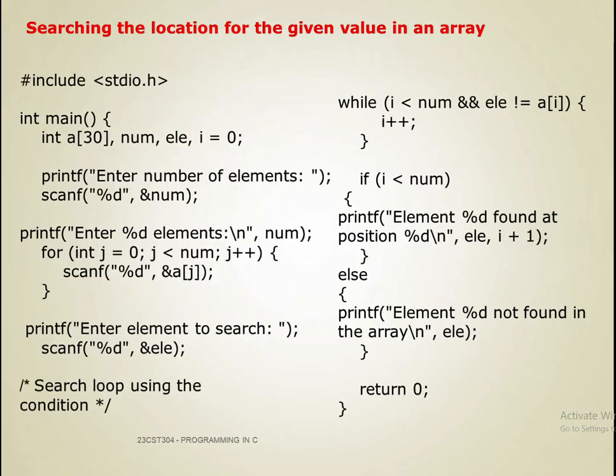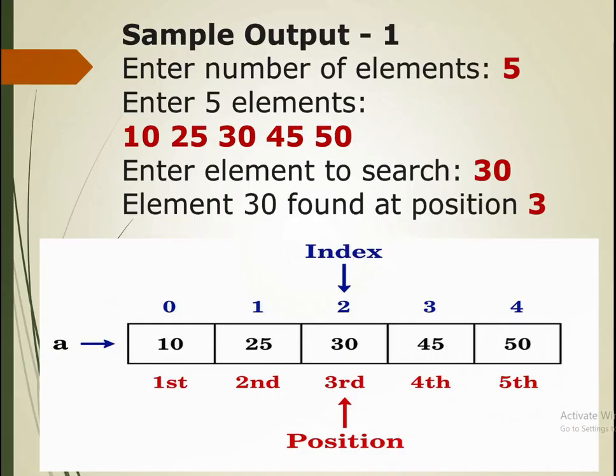The method used here is called linear search. Linear means we check the elements one after another from the beginning. First 10, then 25, then 30, then 45, then 50. We don't jump randomly. We start at index 0 and compare each element with the search value.